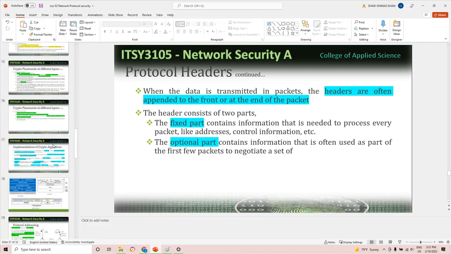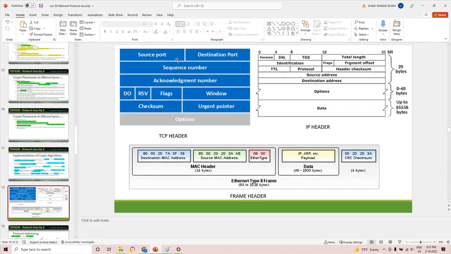Okay, let's go back here. So you can see the source port, these green colors in the TCP header, these blue colors in the background, they are fixed, and also you have some space for options in case you want something extra. Similarly, in the IP header, you have options and fixed headers.